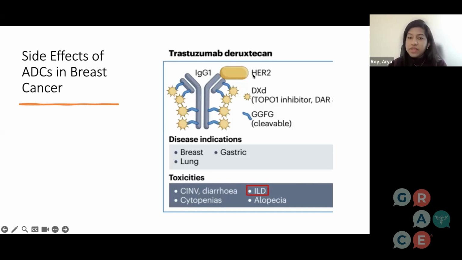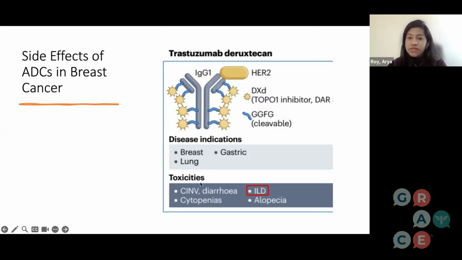So this HER2 is expressed in the breast, and also HER2 is expressed in other areas such as lung and stomach. Therefore, the side effects that we generally see when we use T-DXd are because it is going to attach to the other areas which have the HER2 targeted antigen expression. So T-DXd is approved, in addition to breast, in gastric cancer and also in lung cancer.